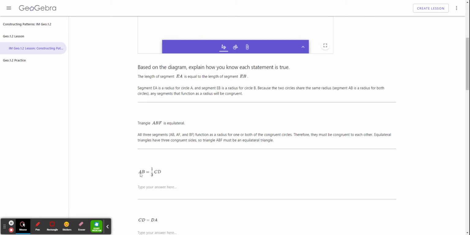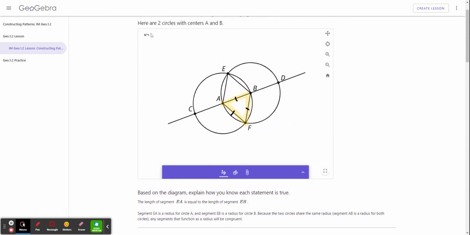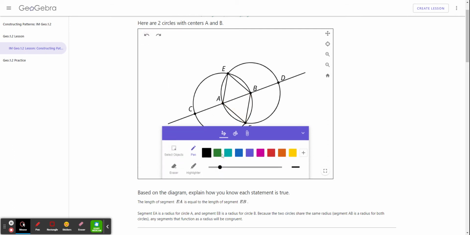All right, our next statement says AB is equal to 1/3 of CD. So AB is equal to 1/3 of CD. Okay, so here is, I'm going to use my highlighter. Here is A, B, and here is C, D.